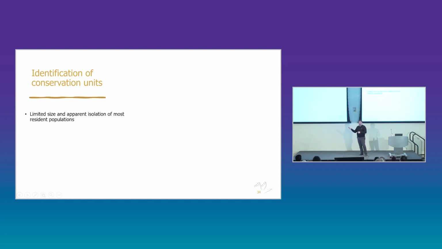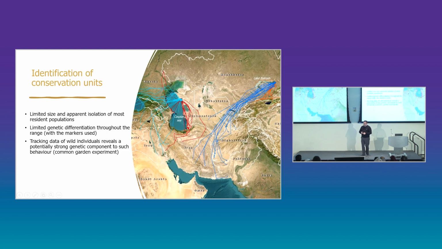So the first thing when we do this, we are not only considering the genetics, but also the demography and the ecology of the species. So the first parameter is the fact that the resident populations are scattered and isolated. We have limited genetic differentiation throughout the range with the markers used. Here we didn't look yet at adaptation. It's a next step. And what we see, to come back to the tracking and migration of birds, is that the tracking data of birds reveal a potentially very strong genetic component to migration.